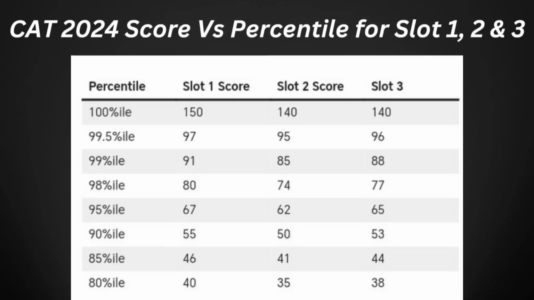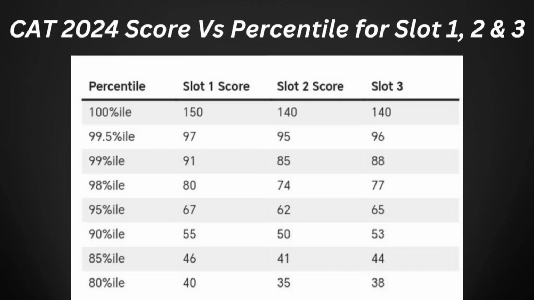Then if we consider the overall scores for the slot 3 CAT 2024 entrance examination, if your score is 140, we can expect up to 100 percentile. If it is 96, it can be expected as 99.5 percentile. If your CAT score is 88, it can be expected as 99 percentile. If it is 77, it can be expected as 98 percentile.